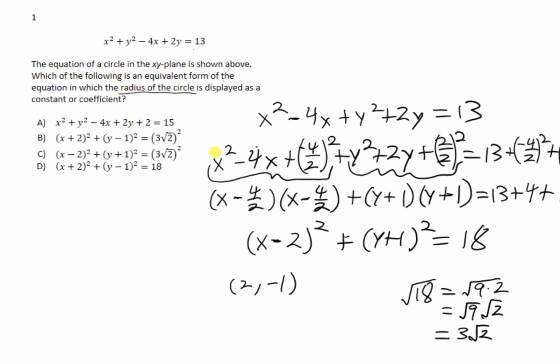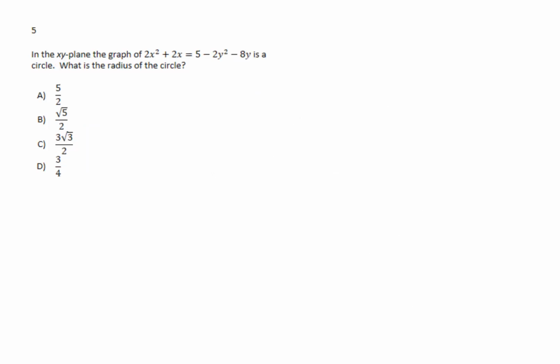So if we go back to our answer choices over here, we need the radius of the circle displayed as a constant or coefficient. We know the radius of the circle is 3 times the square root of 2, so my eye is automatically drawn to either answer B or C. And I notice that answer C fits what I have here pretty much perfectly. It has an x minus 2 squared and a y plus 1 squared, and then the radius r, 3 root 2 squared. And of course, 3 root 2 squared is the same thing as 18, because 3 root 2 is just the square root of 18. So I would pick answer choice C.